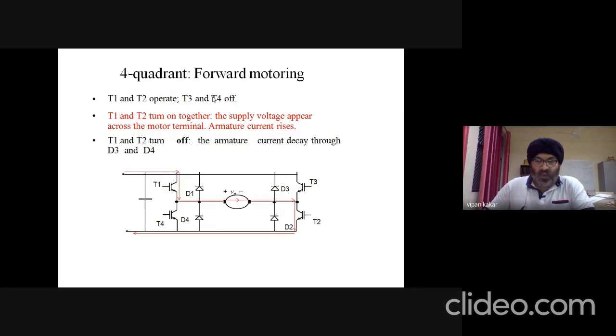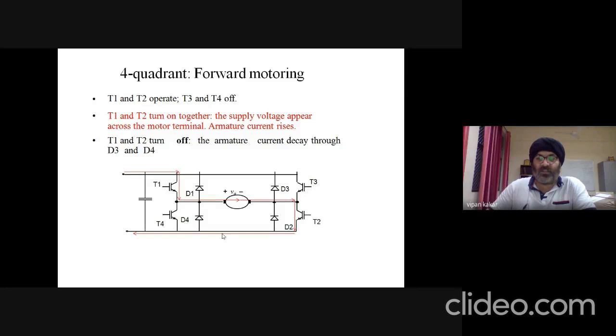So now the first quadrant, forward motoring mode, is Q1. T1 and T2 operate, T3 and T4 are off. So T3 is off, so no flow of current. T4 is also off, no flow of current. Only T1 and T2 are on. So this current will follow this path. So now this input DC supply is connected to the motor through T1 and T2 and back.